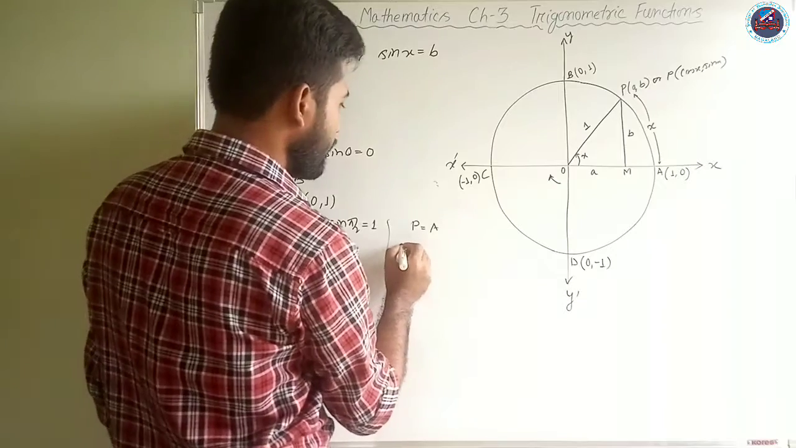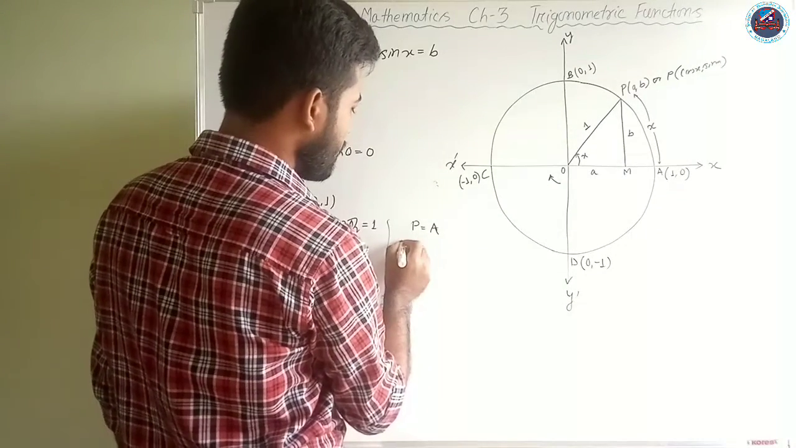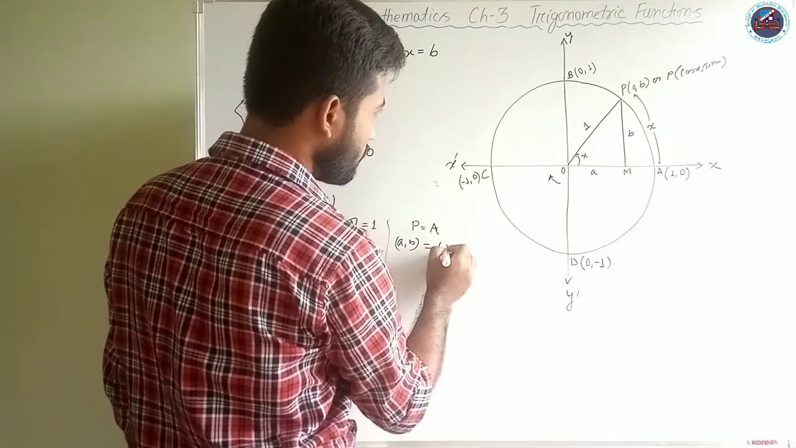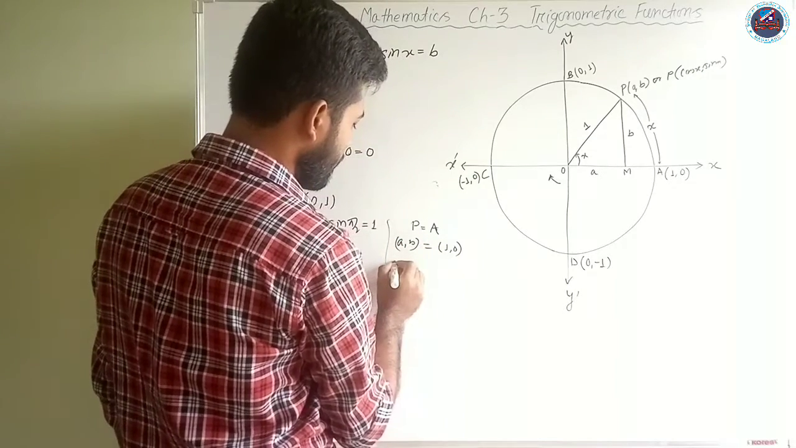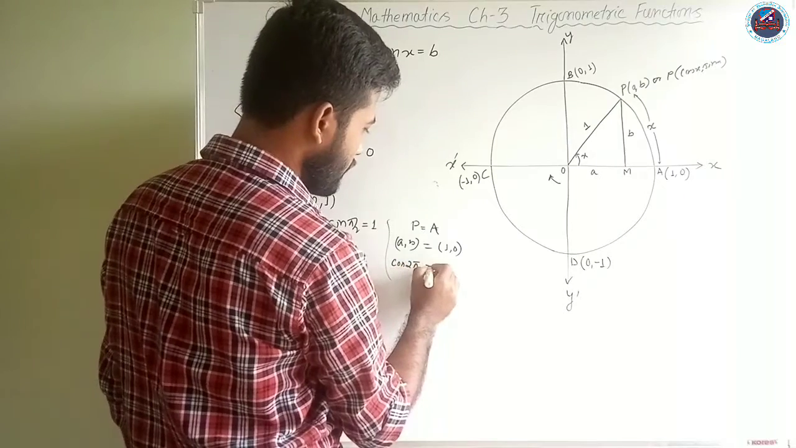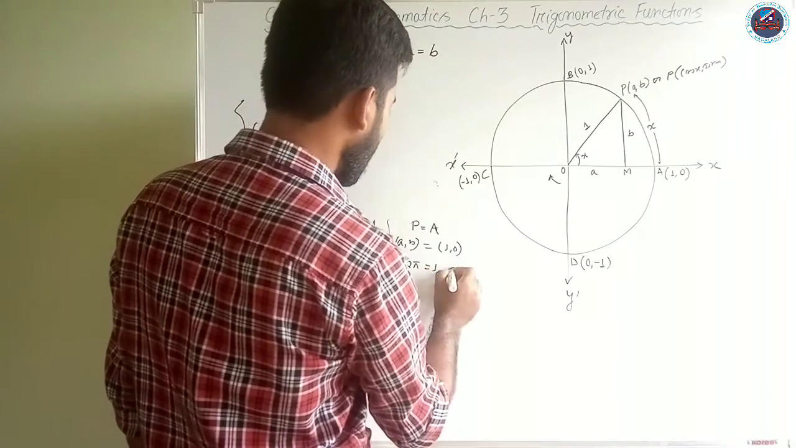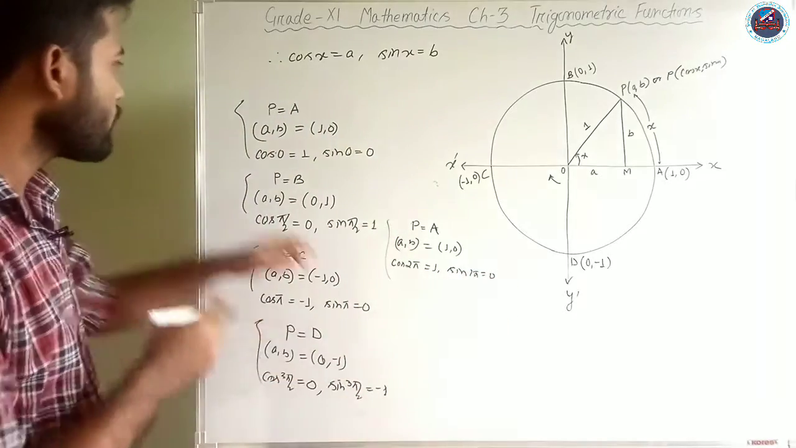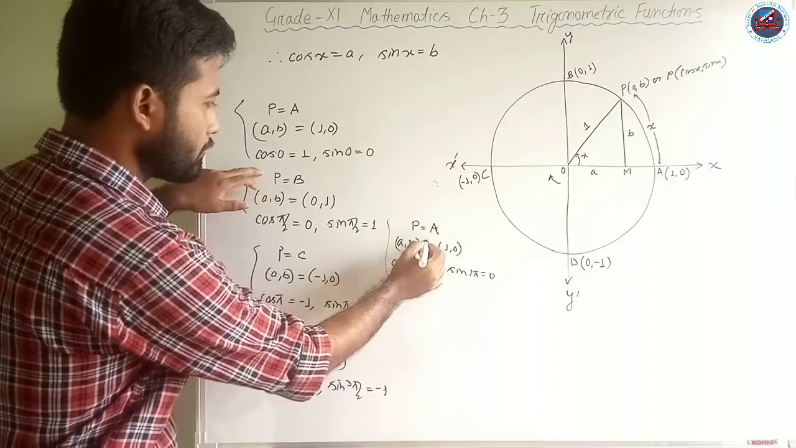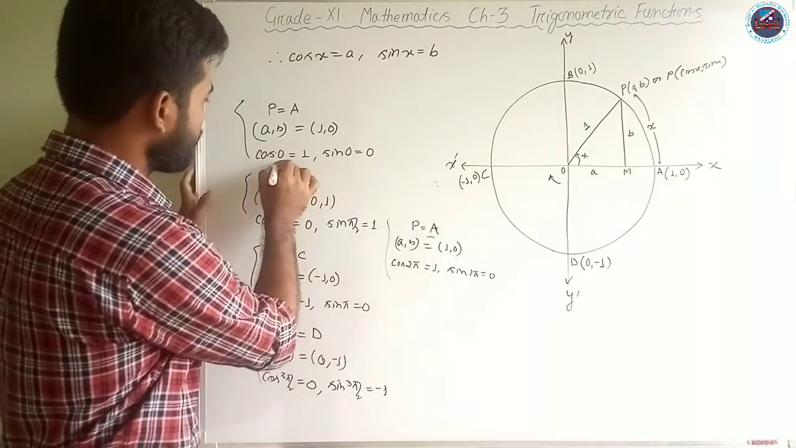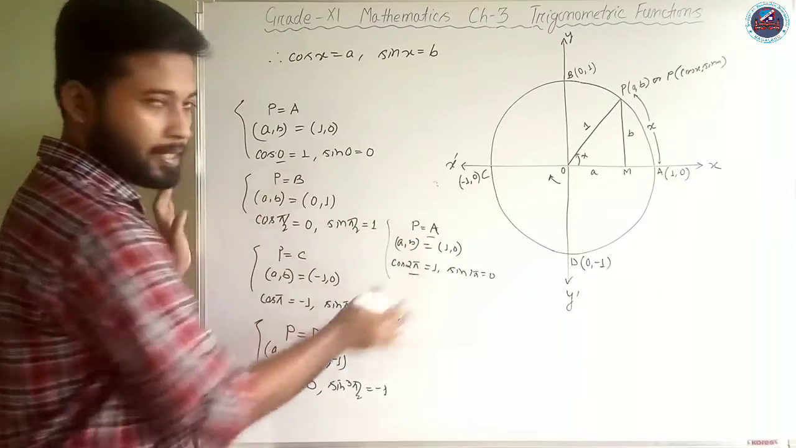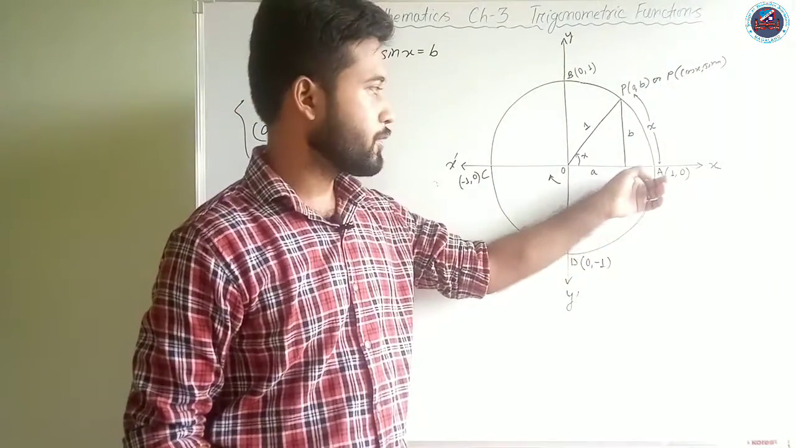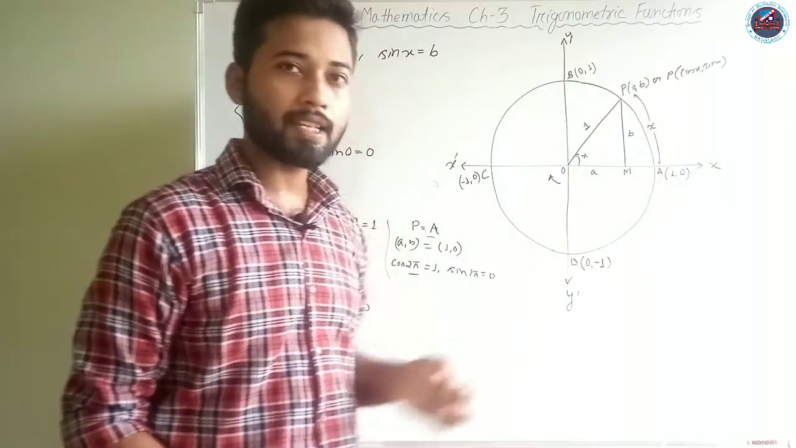So here at P is equal to A, what is happening? Our (a, b) will be equal to (1, 0), and it will be cos of twice pi is equal to 1, and sine of twice pi is equal to 0. So we can see that at the point P is equal to A, that is at cos 0 and cos twice pi, the values are the same. So from this we can understand that after a complete revolution, the value repeats again.